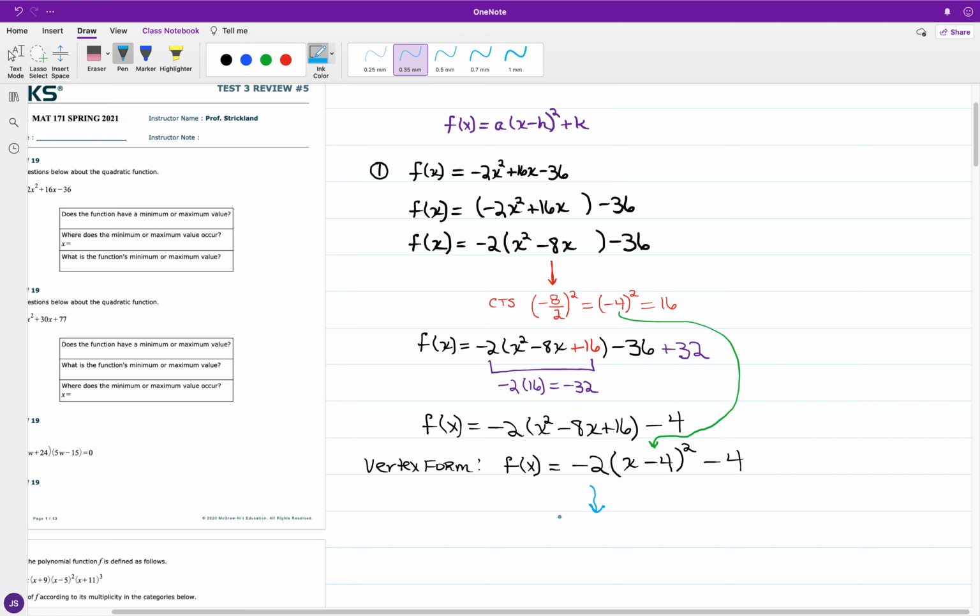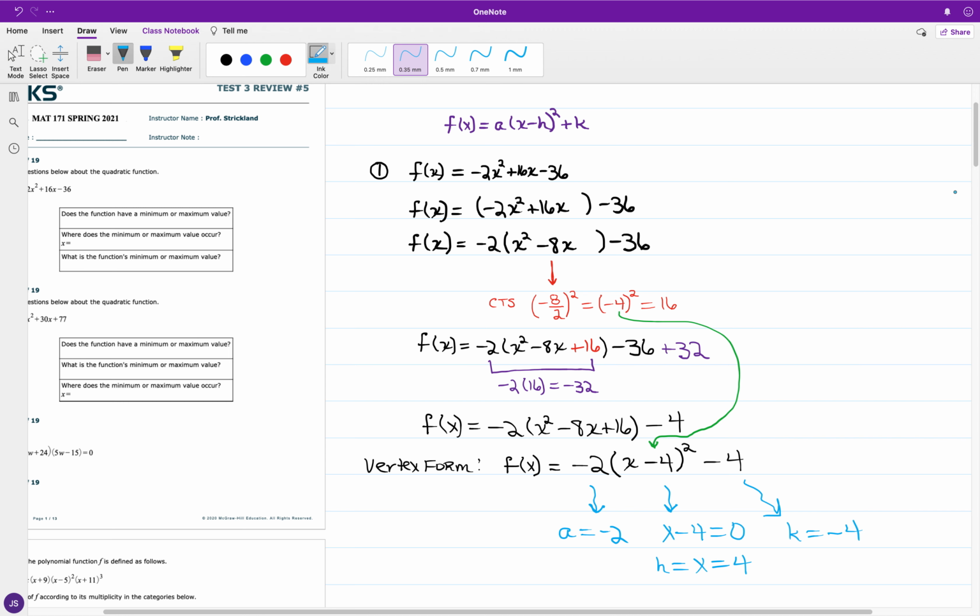you have -2 at the front, so a is equal to -2. And x minus h is represented by x minus 4. So again, if I have x minus 4 equal to 0, my h value is that resulting x value, which is going to be 4. And again, the value of k is equal to -4.